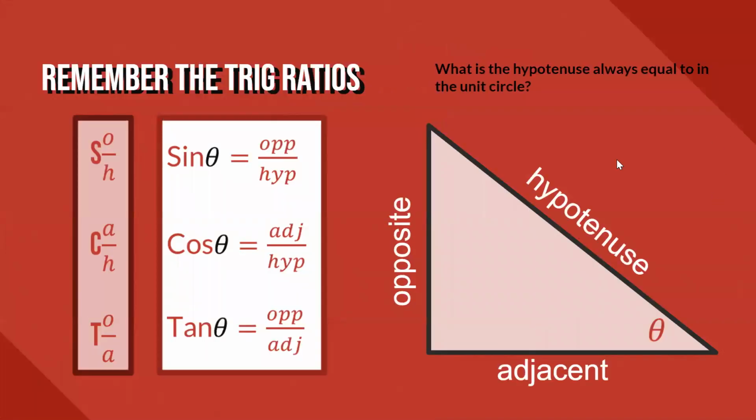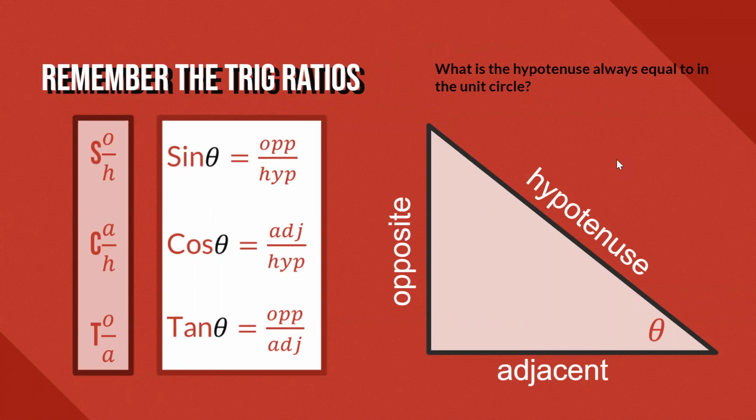So we've got these trig ratios, right? We've got SOHCAHTOA: sine is opposite over hypotenuse, cosine is adjacent over hypotenuse, and tangent is opposite over adjacent, right? But we're talking about the unit circle here. Everything's been derived from that. So what is the hypotenuse always equal to in the unit circle? Or in other words, what is the radius of the unit circle?